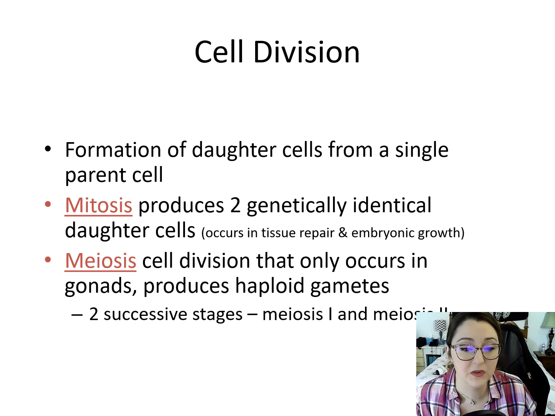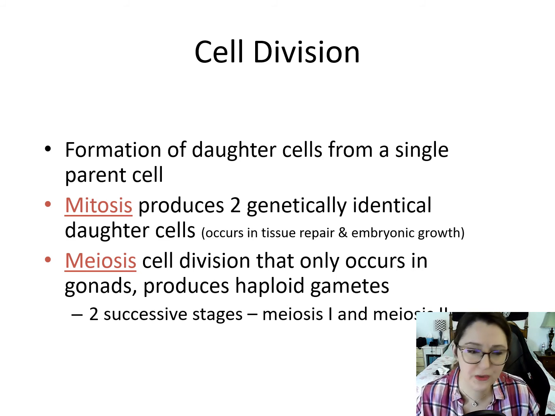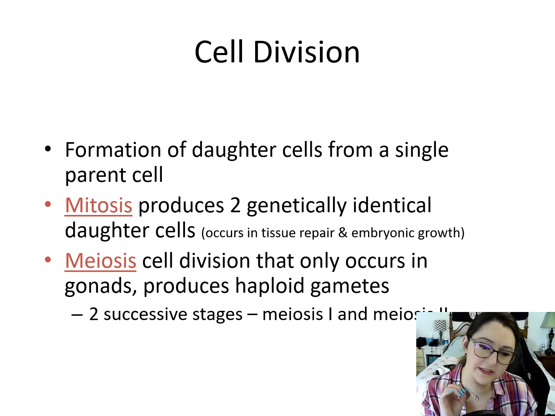So remember, that's only 23 chromosomes, and they are sex cells. There are two successive stages of meiosis. It is meiosis 1 and meiosis 2, and we will discuss those a little bit further. So here, just to make sure we're all on the same page, we are just talking about how a cell divides and produces more cells.